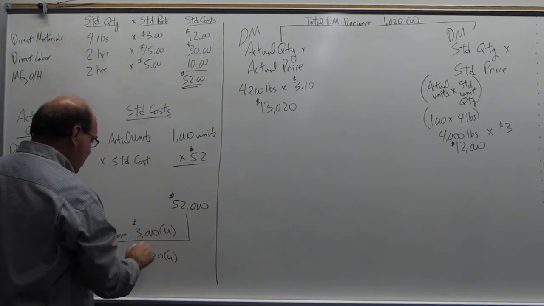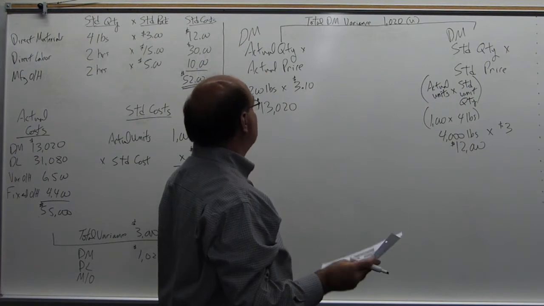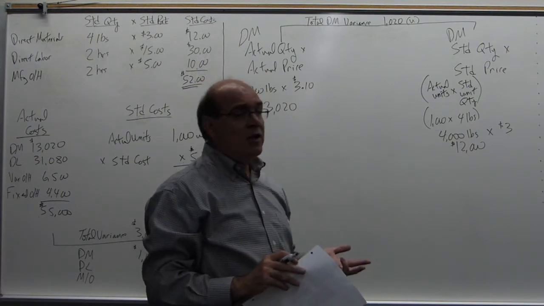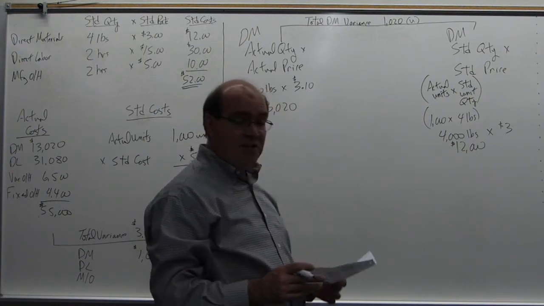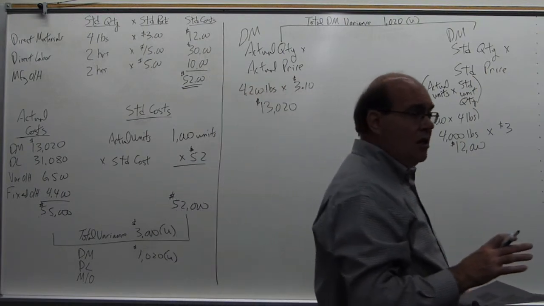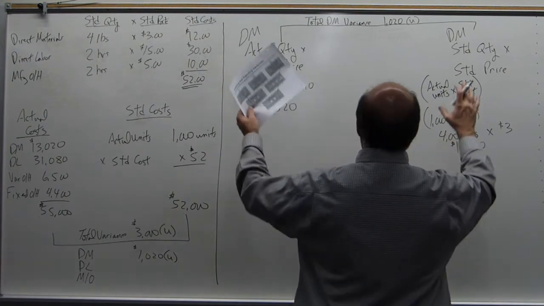So of that $3,000, part of it's materials. But now I'm going, okay, well, whose fault is this? Is it because we used too much or we paid too much? So now I want to break this into 2 different pieces: my price variance and my quantity variance. Now there's 2 ways you can do this. There's a shortcut. If you use the diagram, you've got these 2 numbers already.